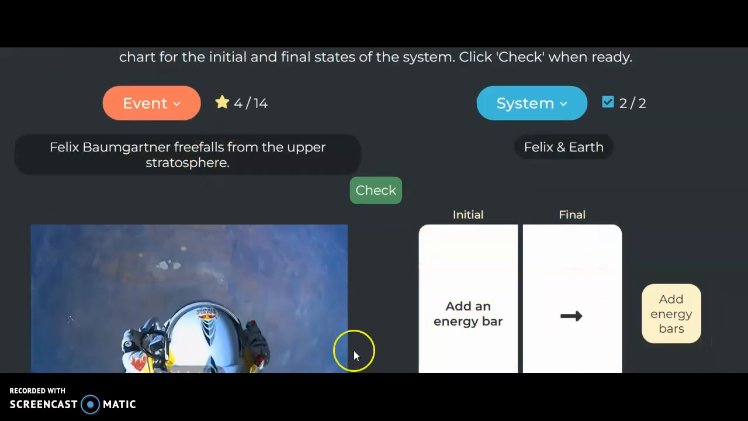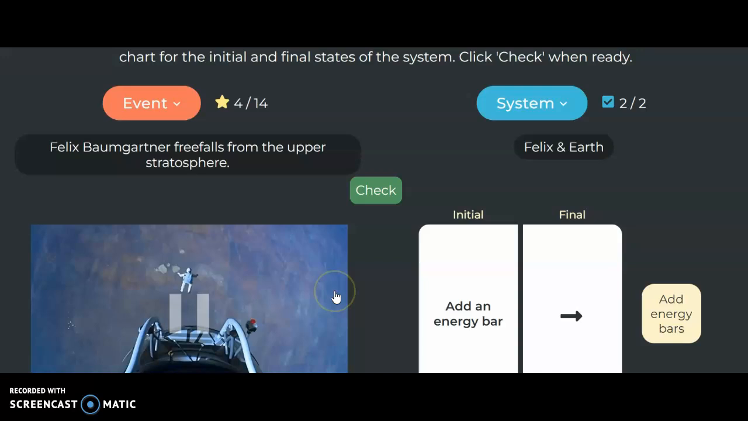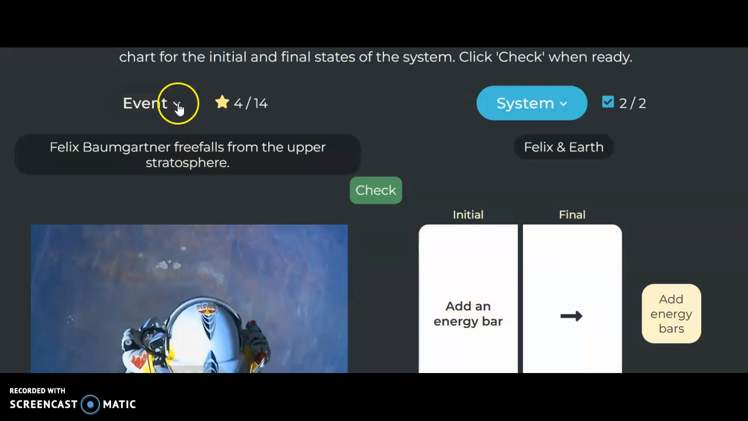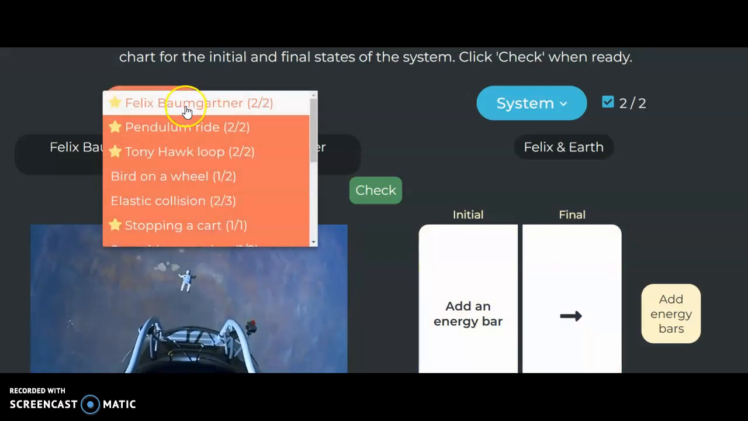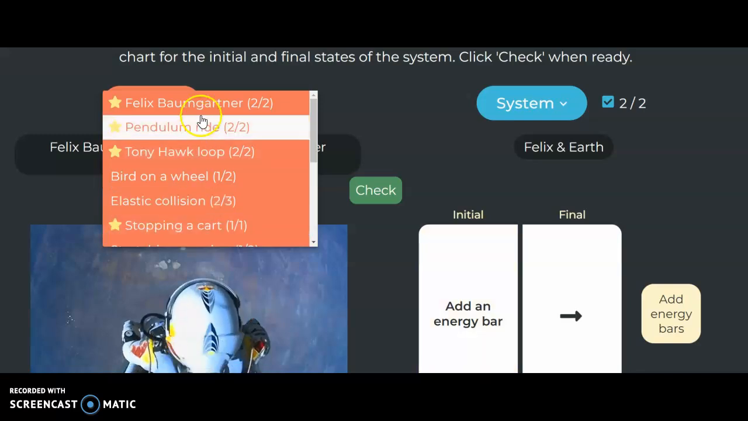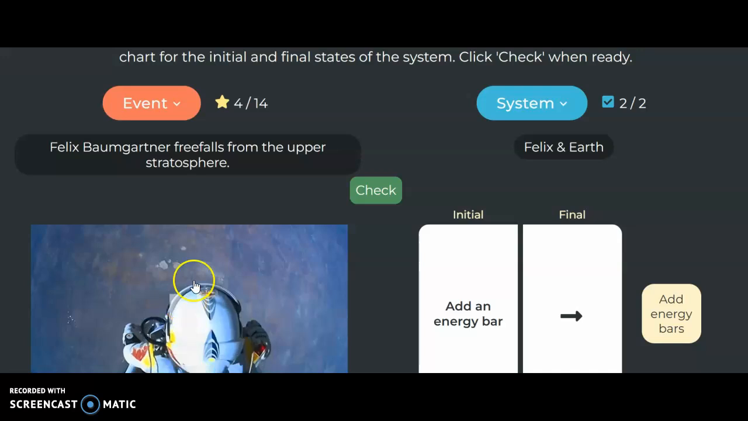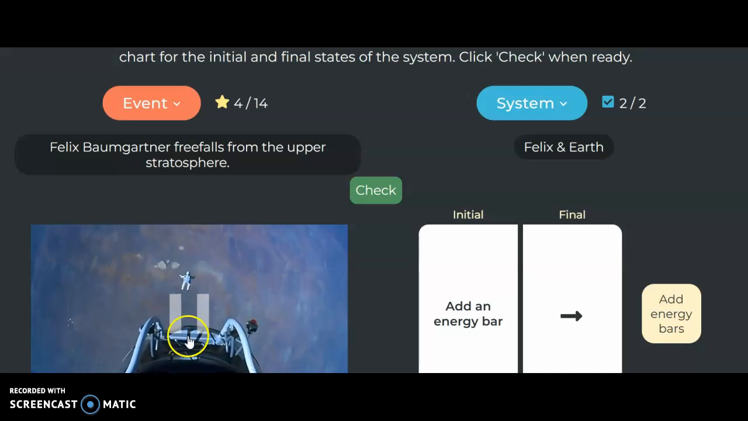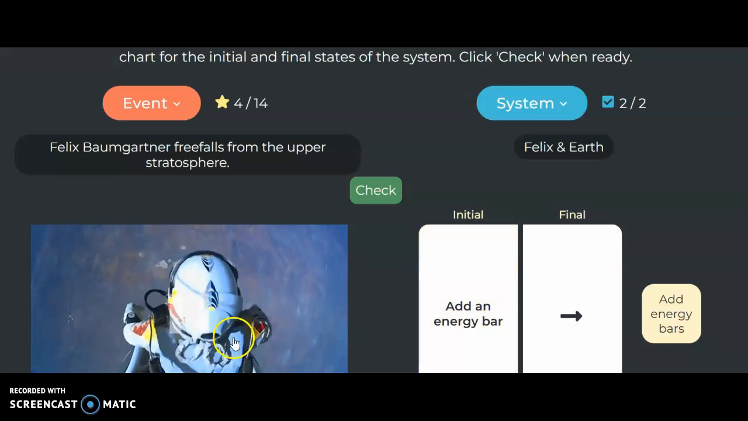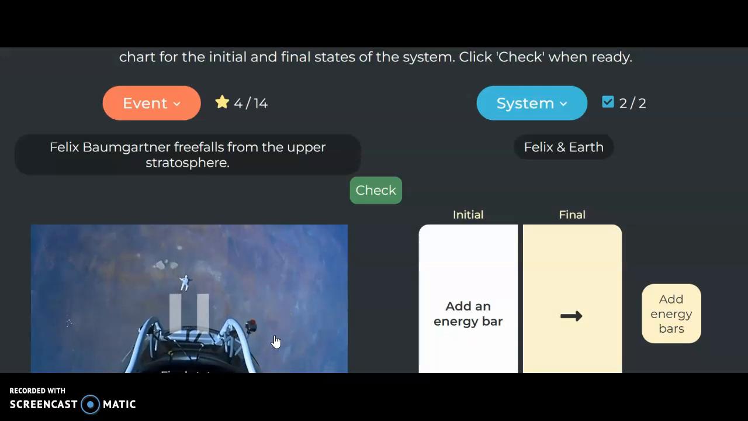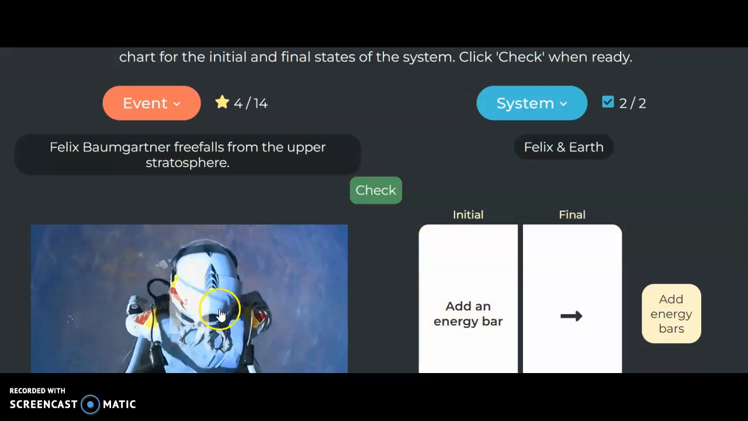Hey, this is just a quick video to show you how to use the Universe and More site. So first you're going to select your particular event that you want to look at. So I'm going to look at this Felix person who jumped out of an incredibly high thing orbiting the Earth, and this is one of the highest, or the highest free fall ever.